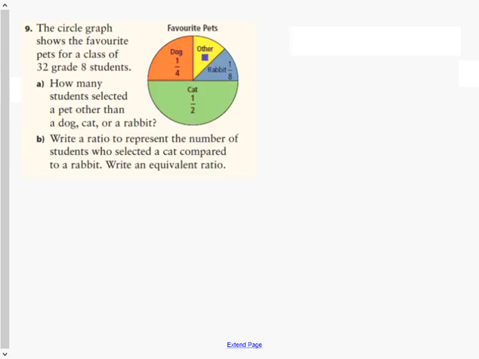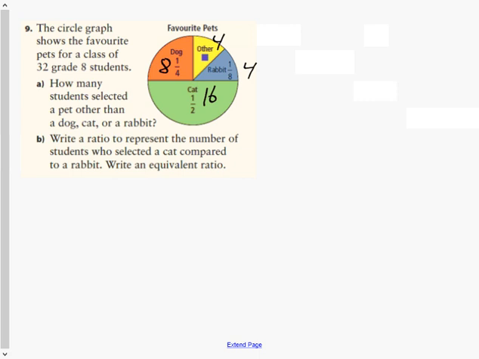Question 9, again, there's a little added step here. Do you understand how to get fractions of numbers? The circle graph shows the favorite pets for a class of 32 grade 8 students. How many students selected a pet other than a dog, cat, or rabbit? If 32 students are in the class and half like cats, that means 16 like cats. A quarter of 32 is 8 students, and an eighth of 32 is 4. If I add those together, that's 28, which means 4 students like other.